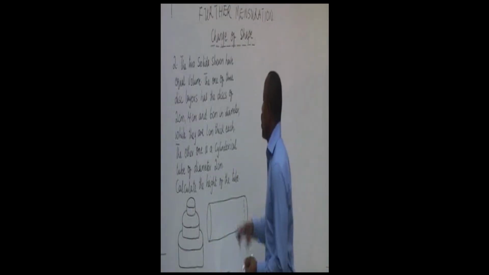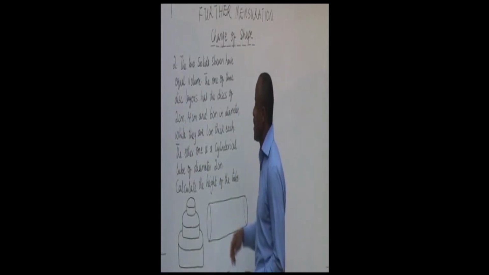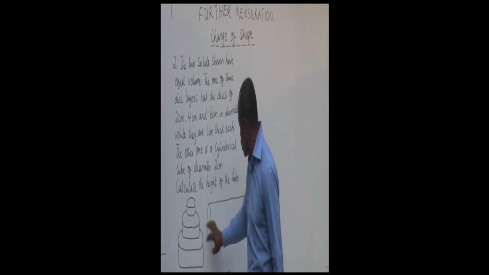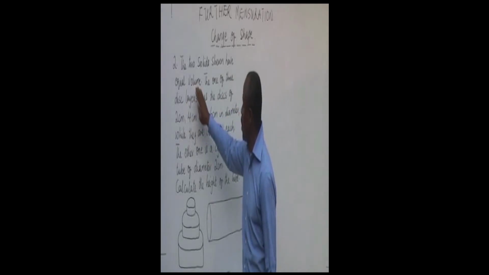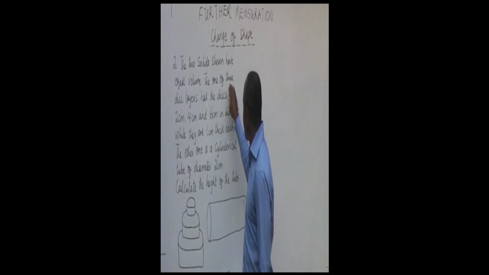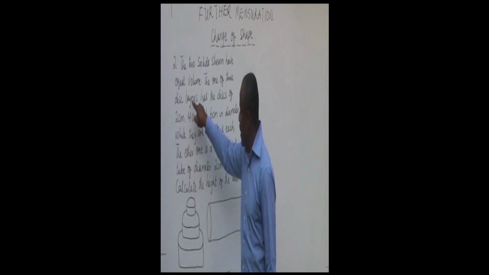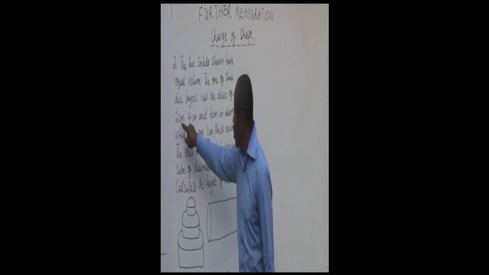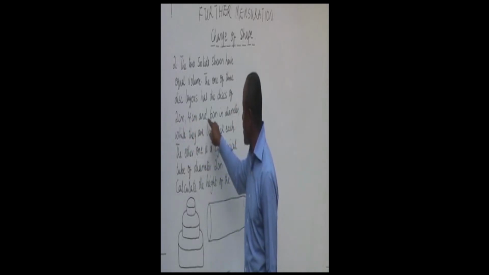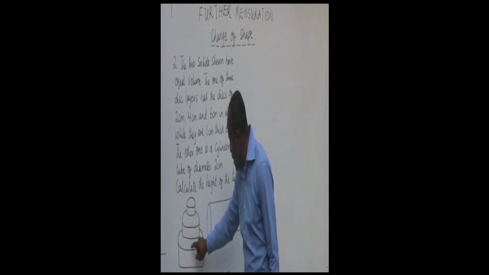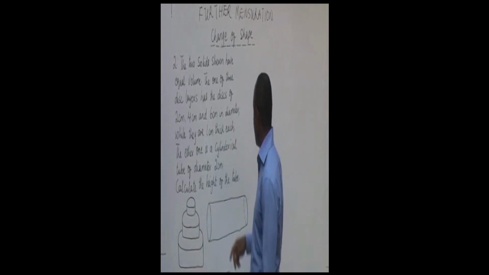Question number 2 on change of shape says the two solids shown, these two solids have equal volumes. Okay? That's one of three, the one of three discs or 3 disc layers has the discs of 2 cm, 4 cm and 6 cm in diameter. That means this one is 2 cm, this one is 4 cm and this one is 6 cm in diameter.